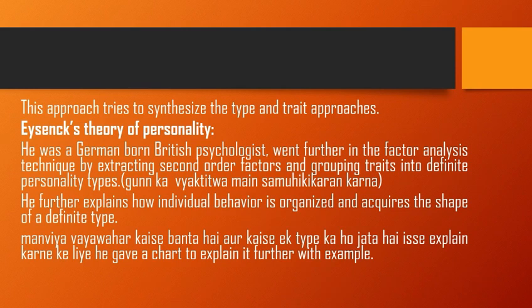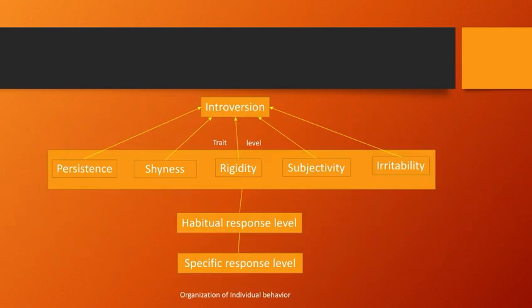Eysenck further explains how individual behavior is organized and acquires the shape of a definite type with the help of an illustration, which is in the next slide. According to Eysenck, there are 4 levels of behavior organization. With the help of this diagrammatic representation, Eysenck has tried to explain the organization of individual behavior.